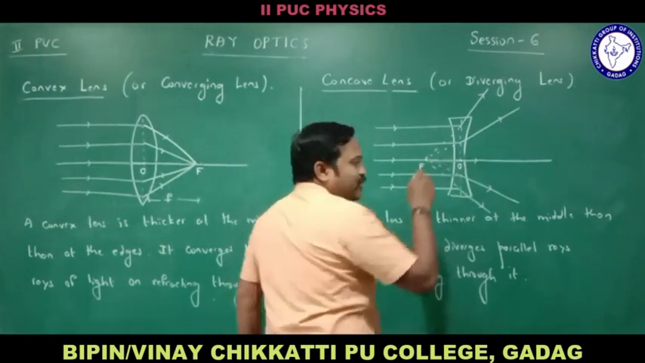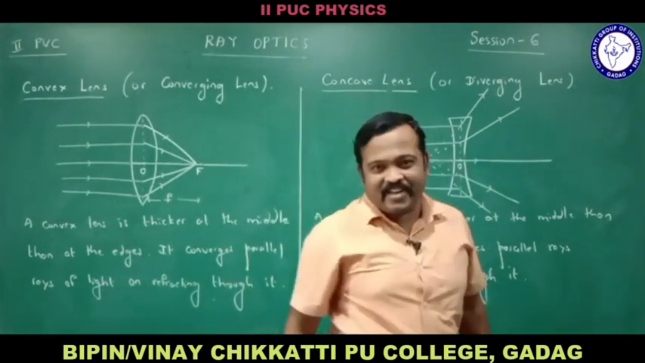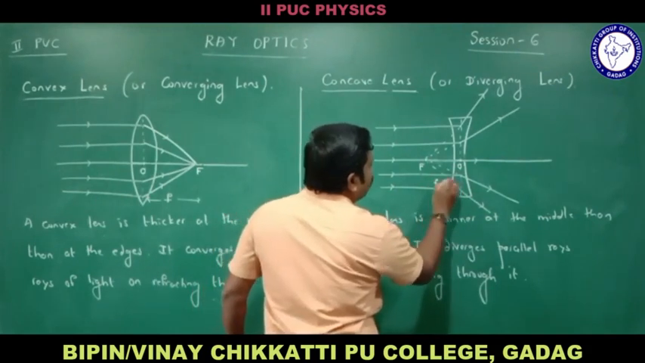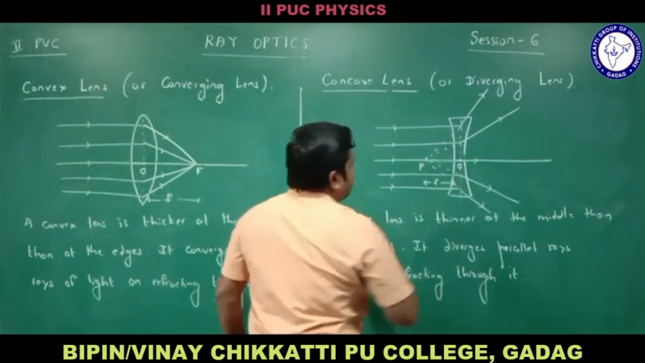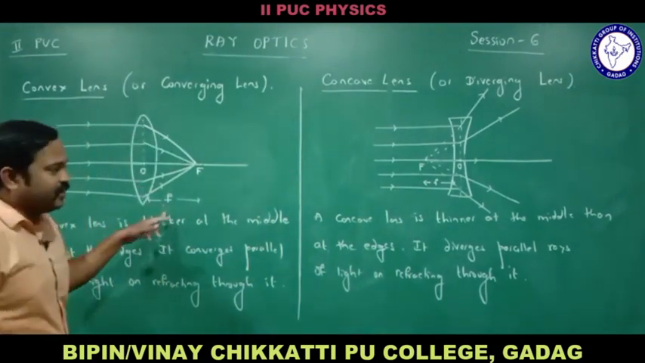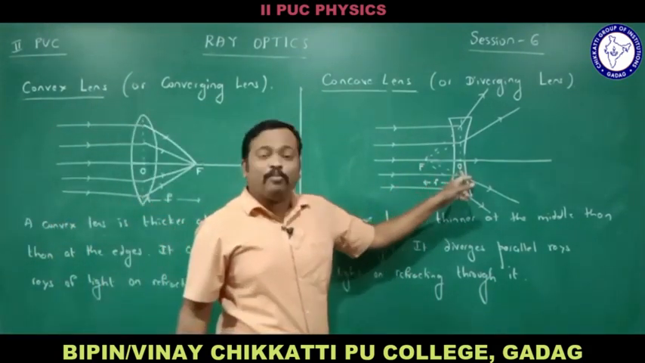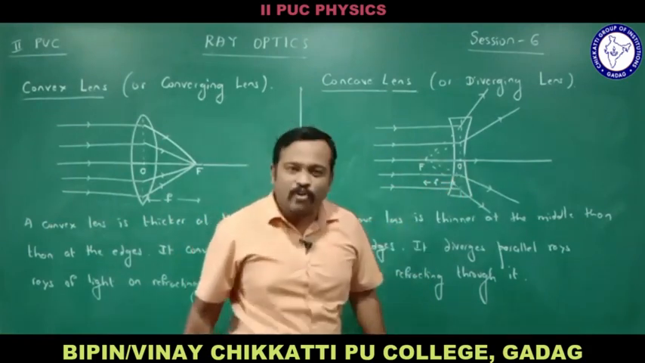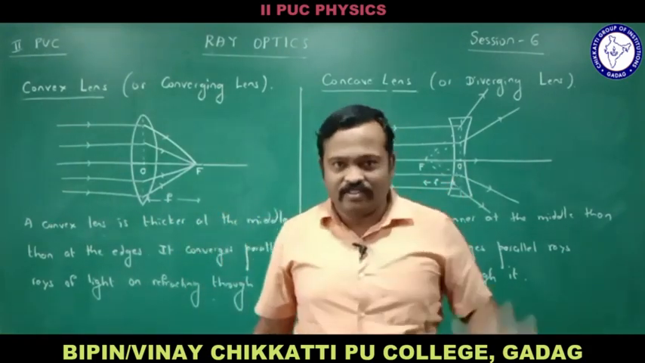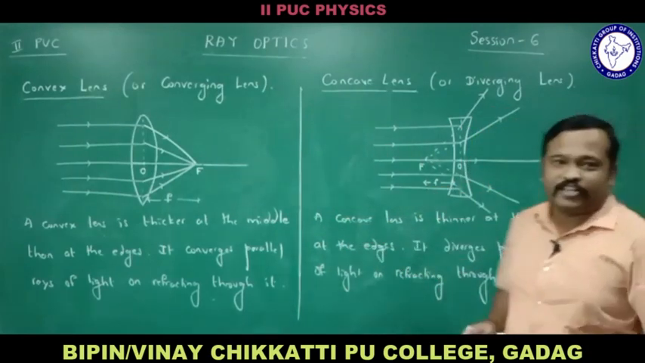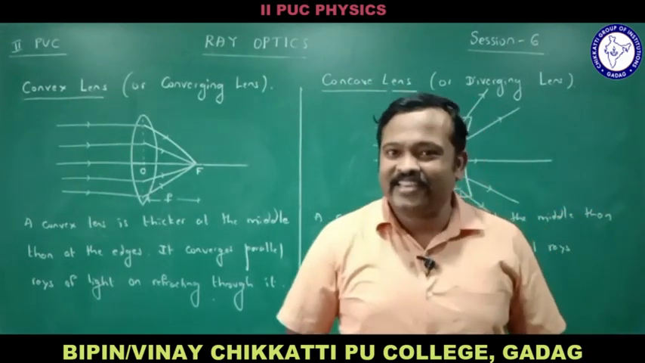As you know, this point is called the optic center. Right? And the distance between the principal focus and optic center is called the focal length. As we have already studied, this is called the focal length. So this is all about what a convex lens is and what a concave lens is.